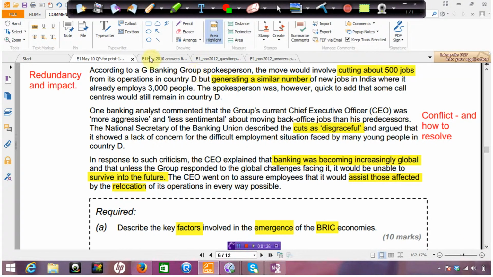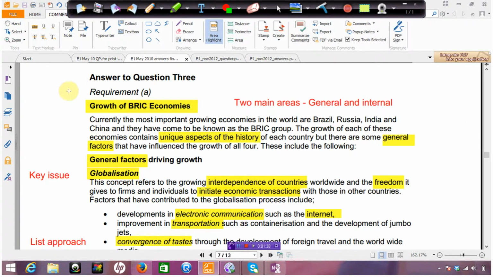Okay, so if we look at the answer to this, what you'll see is that the answer is split into two parts. This is the way that you should go about something of this vein if it does come up. Really what we're looking at is some general factors and then some factors that may be specific to each of the BRIC countries in one way or another. So what they start off with is a simple introduction saying that there are two sides to it. There's the aspects of history for each country and also some general factors, for example, IT, globalization, etc.